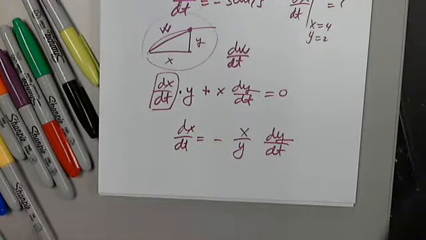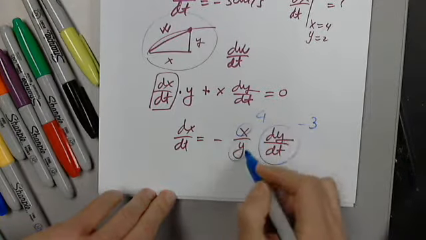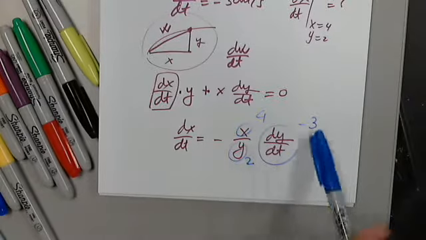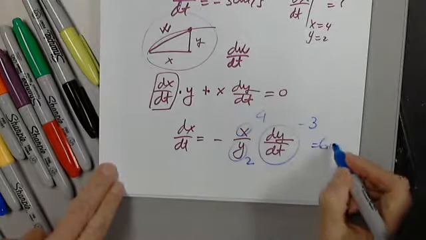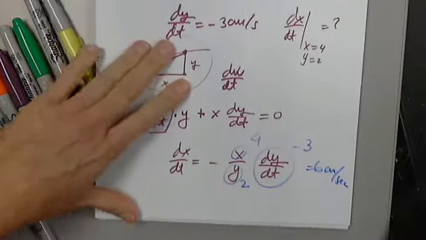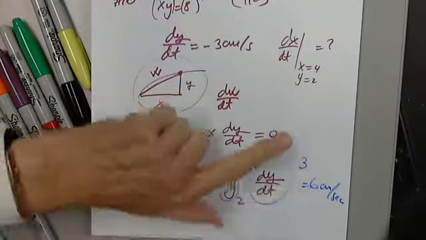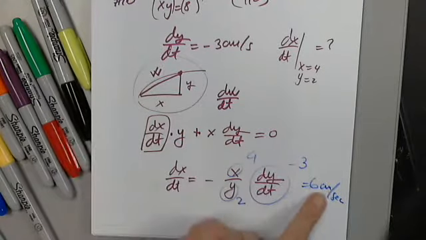I have dy over dt, which is negative 3. I have x, which is 4, and y, which is 2. So 4 over 2 is 2, times 3 is 6, and minus minus makes it positive. So this is 6 centimeters per second. So when the particle goes through this point, the rate of change of the x coordinate with respect to time is 6 centimeters per second, and it's positive.